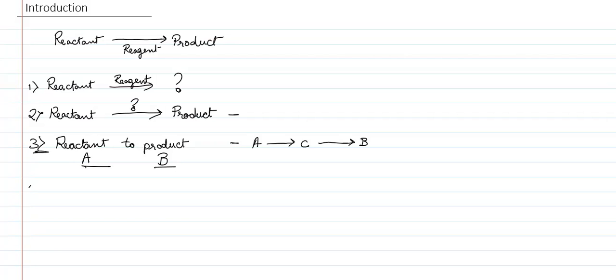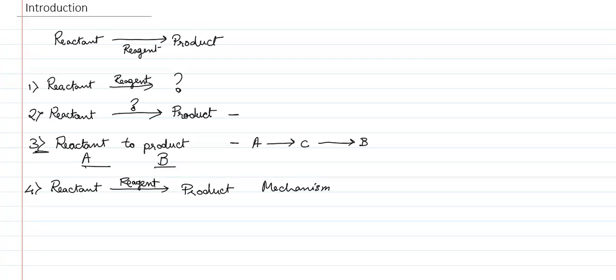The next one is when you've been given the reactant, product, and the reagent, or if needed in some cases, you might be given even the type of reaction happening, and you need to write the mechanism.